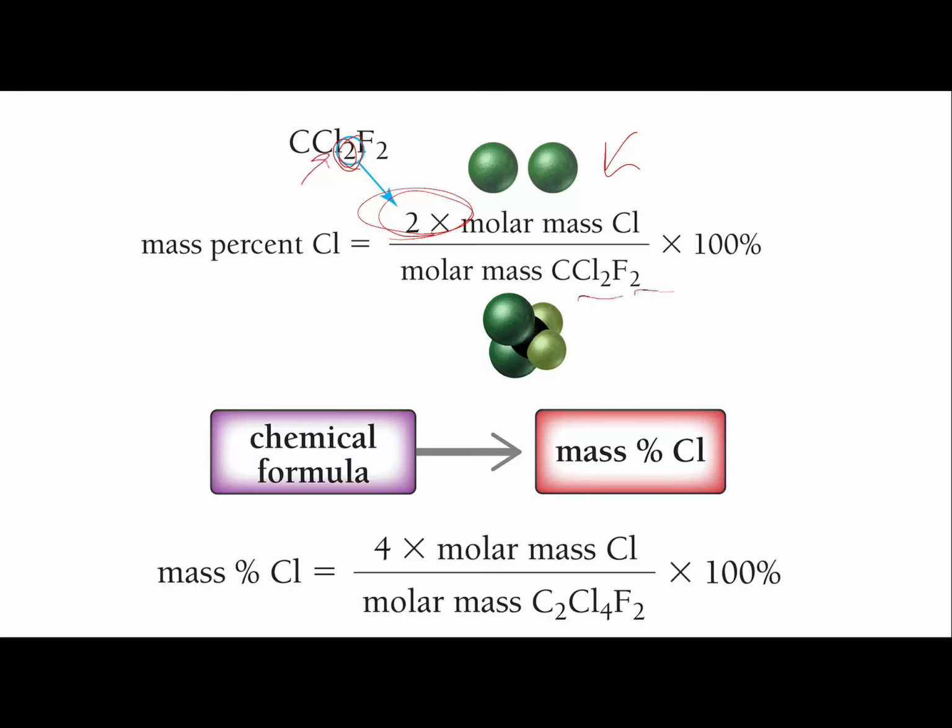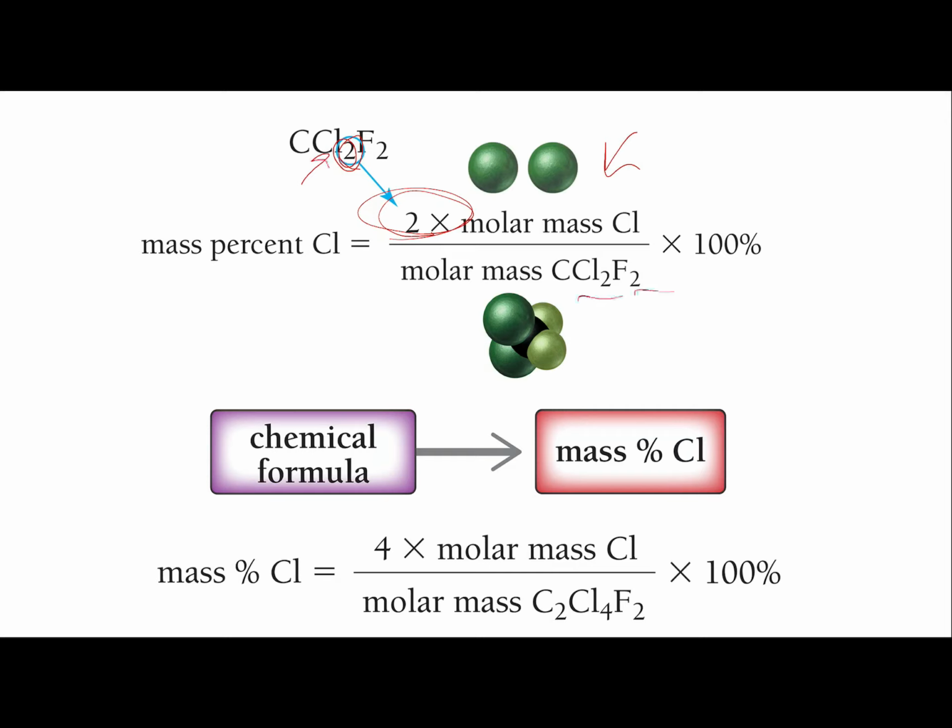So the chemical formula will help us get the mass percent. And so here, this is a typical calculation. What is the mass percent composition of chlorine in carbon tetrachloride difluoride? And so we would have to add up all of these things. Now, we can do that problem. We would just need the masses.